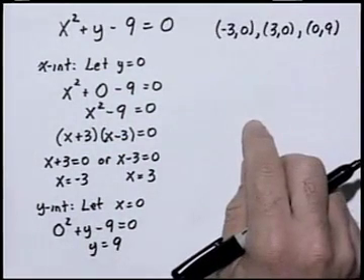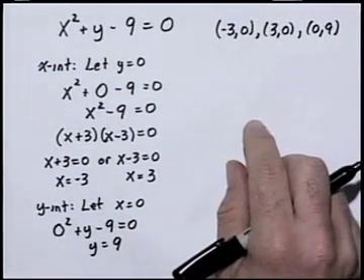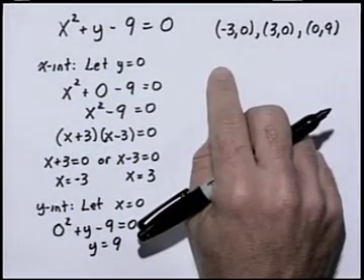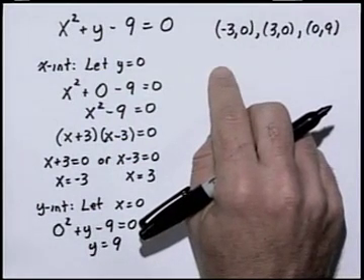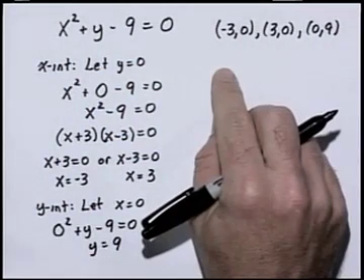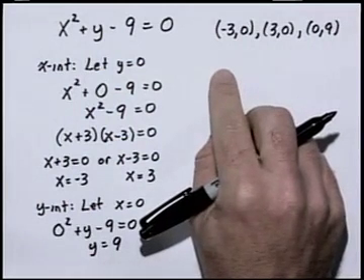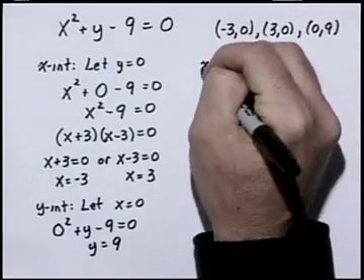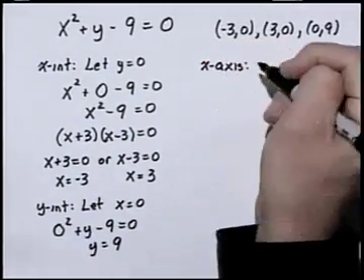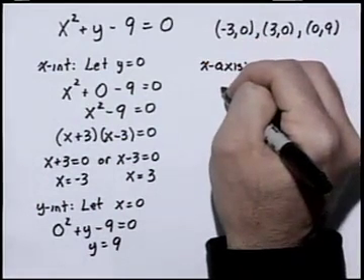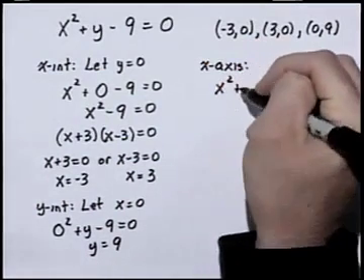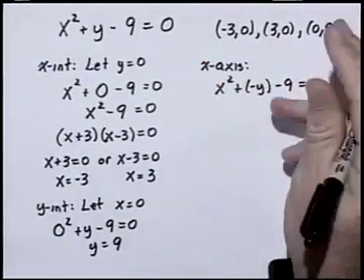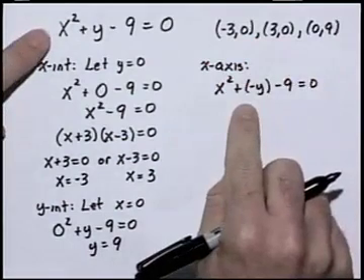Next, we want to test the equation for symmetry. Remember, there are three types of symmetry that we're going to test for. X-axis symmetry, which means that if the point (x, y) is on the graph, so is (x, negative y). So in the equation, to test for x-axis symmetry, we replace y with negative y and see if the same equation results. By same, I mean if we get the original equation back.